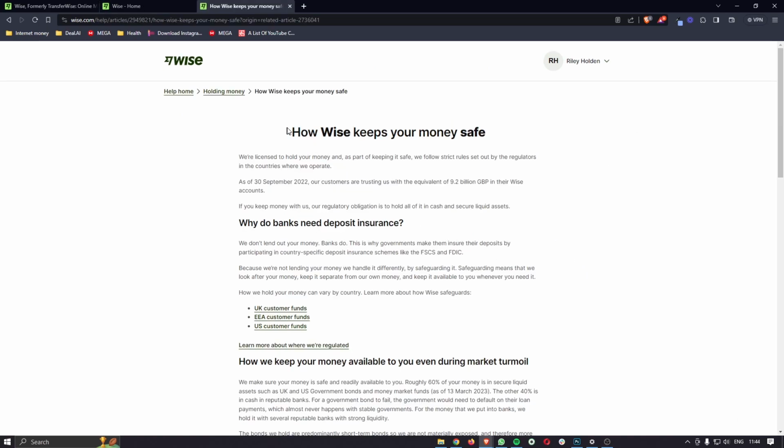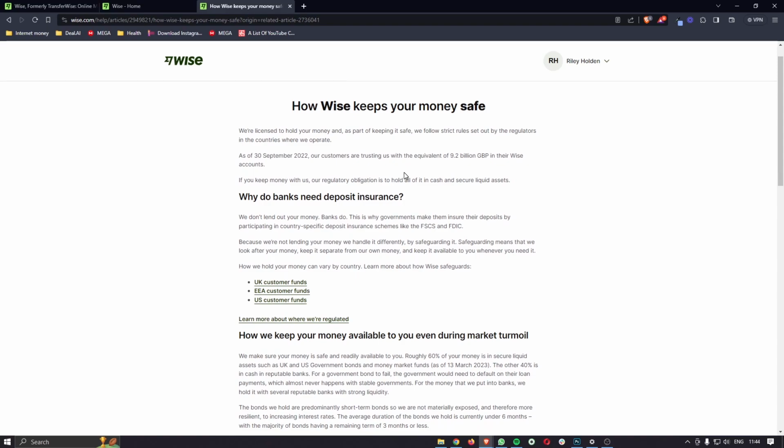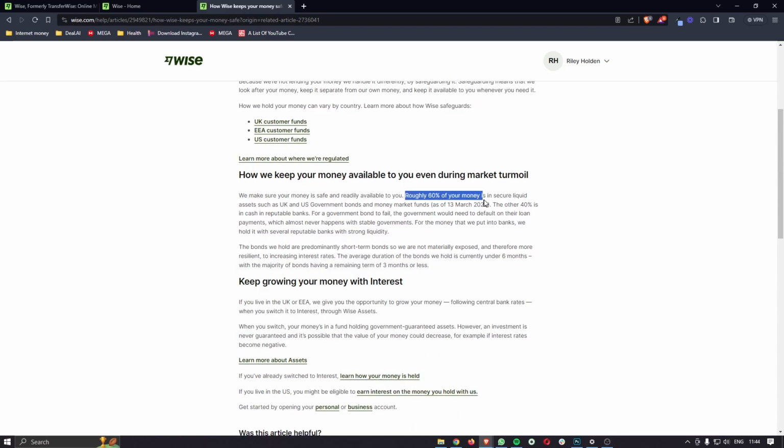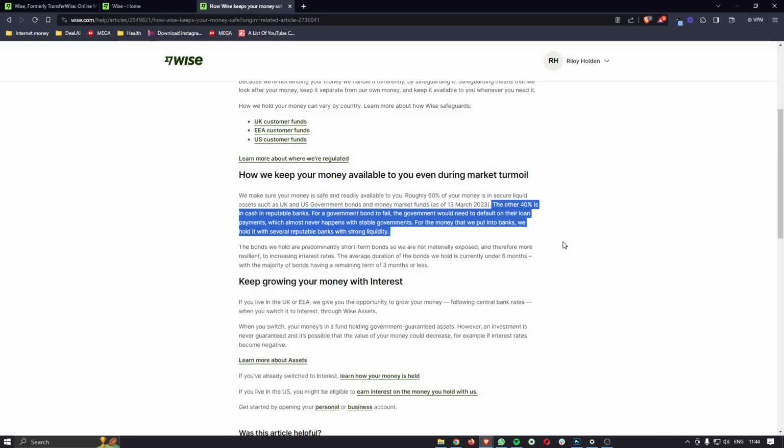In terms of safety, you can see right here they are open about how they hold all of your funds. They say right here that roughly 60% of all of the money that is on Wise is secured in liquid assets such as UK and US government bonds, and the other 40% is held in reputable banks. Given this information, I do feel very safe with my money in my Wise account. However, keep in mind that what I say is not financial advice. This is just made for entertainment purposes only.